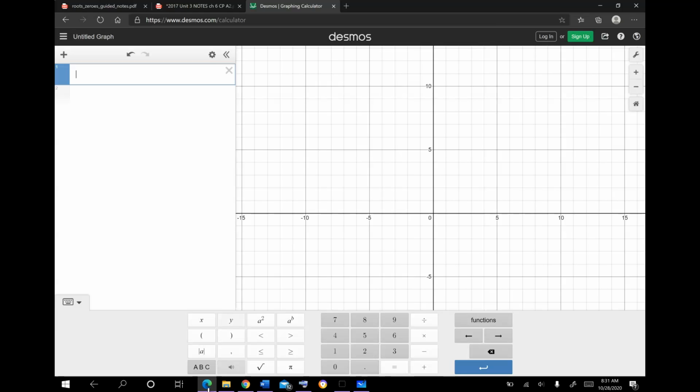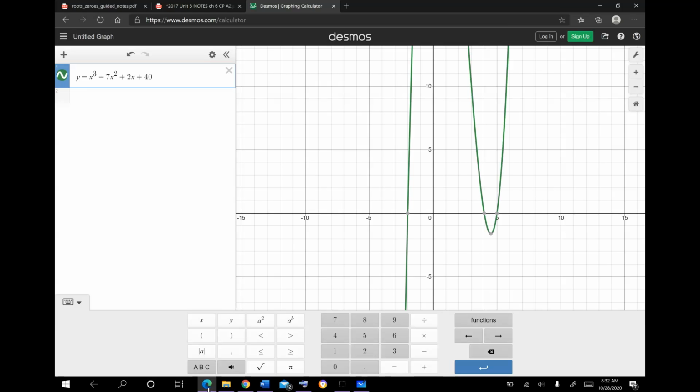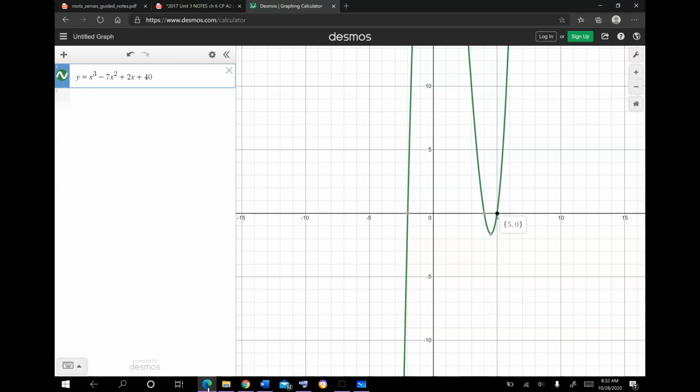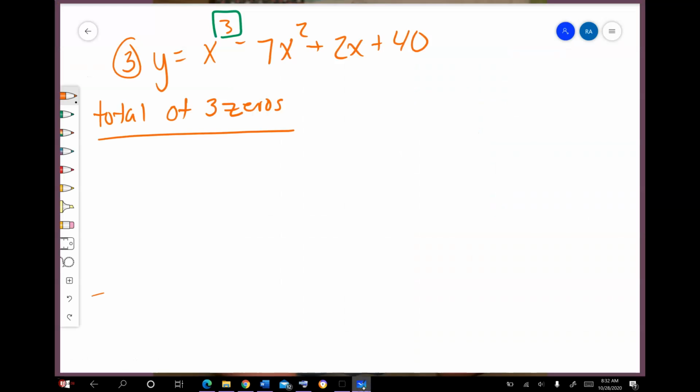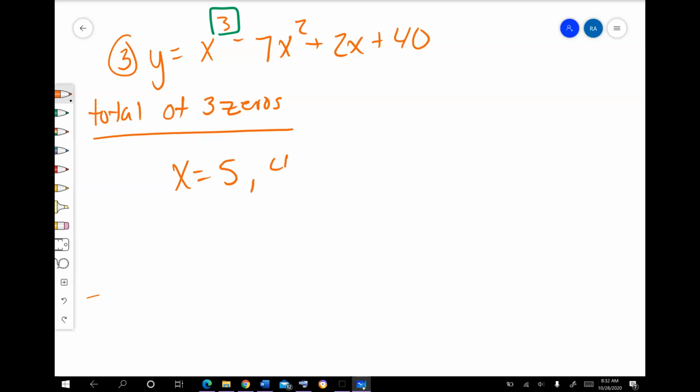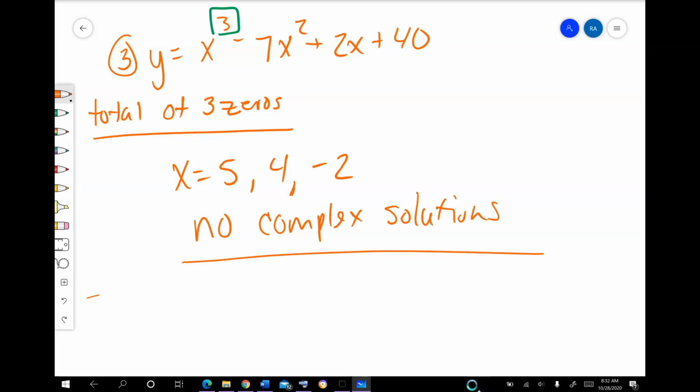We got y equals x cubed minus 7x squared plus 2x plus 40. Okay? So y equals. All right. So, well, this one crosses 3 times, and that's all our solutions, isn't it? So one solution is going to be 5. Another one's going to be 4. So it's 5, 4, and negative 2. So x equals 5, 4, and negative 2. And that's 3 zeros, so guess what? There are no complex solutions. Okay? All right, let's do another one.